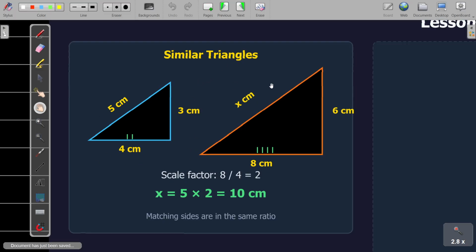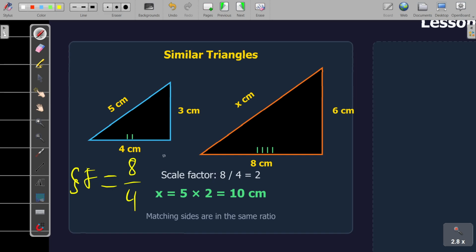To find the scale factor, we must match the corresponding sides. We need a pair of sides where we know both numbers. We look at the bottom sides. We have 4 on the small one and we have 8 on the large one. They correspond. So I can write the scale factor, SF, as 8 over 4, because I'm using the image, which is 8, divided by the original, which is 4. And 8 divided by 4 is 2. The scale factor is 2.